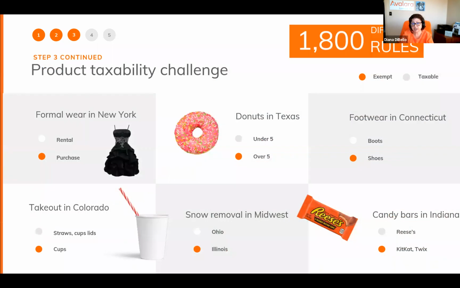And then there's product taxability. We have a couple of fun items here that we've identified. Formal wear in New York: if you purchase it, it's going to be exempt, but if you rent it, it's going to be taxable. Donuts in Texas. I personally never sit down and immediately eat 5 donuts in one sitting, but I guess Texas deems 5 donuts purchased as food for immediate consumption and therefore taxable, whereas over 5, you bring it home. So that's an interesting spin on the donuts.